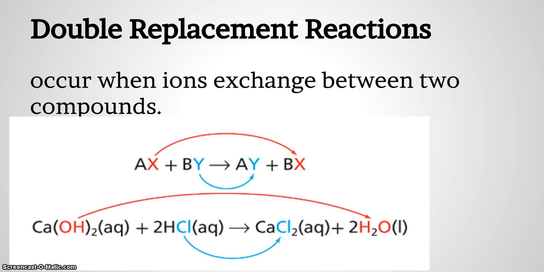So in a double replacement reaction, like we talked about earlier, this is what happens when ions exchange between two compounds. Usually you look at the cations replacing each other, the anions replacing each other. You can look at it either way. But you have two aqueous compounds, and then in those solutions, the ions are replacing each other.